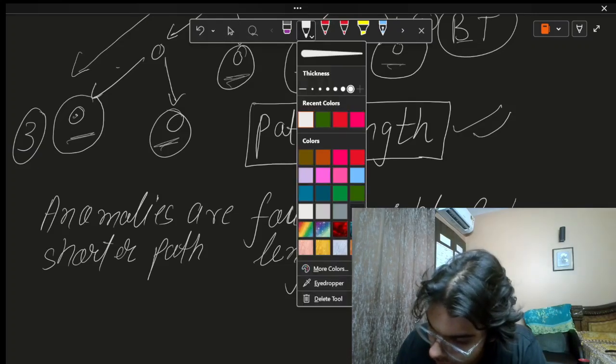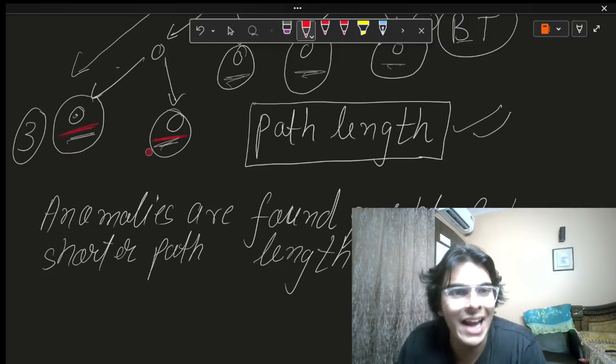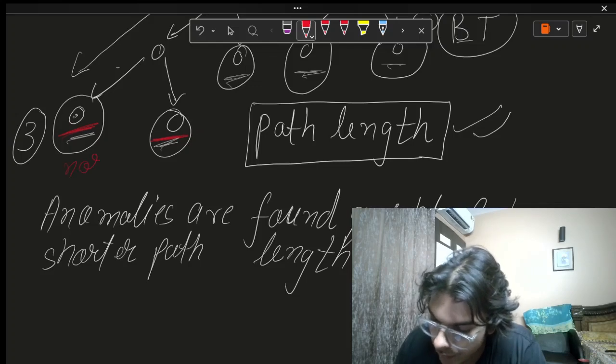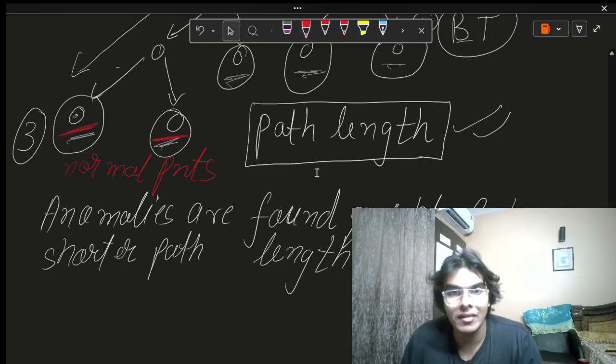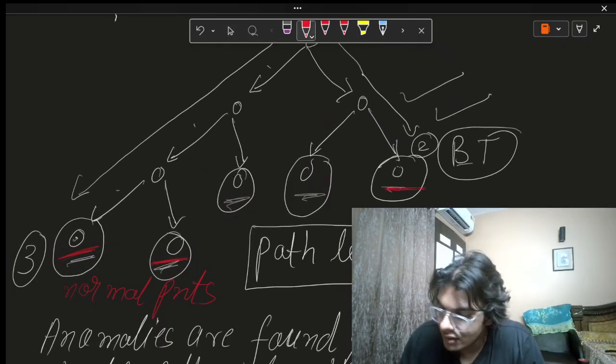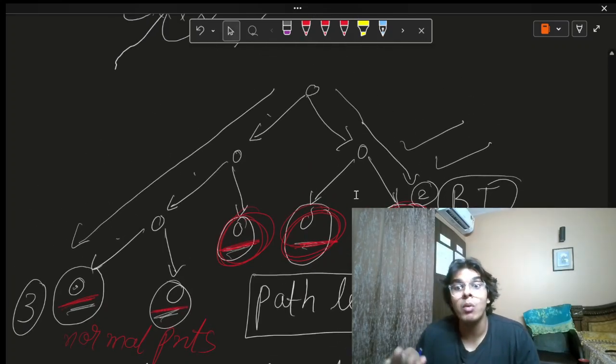change the color, this point right here, this point right here, these two are very likely to be normal points. Okay, normal points. There is a very high probability these are normal dense points, and there is a very high probability that these points are anomalies, these ones. Okay, what is the reason? Because their path length is shorter. Okay, it means they have been found first. That is the intuition here.